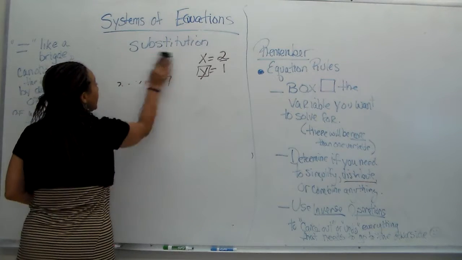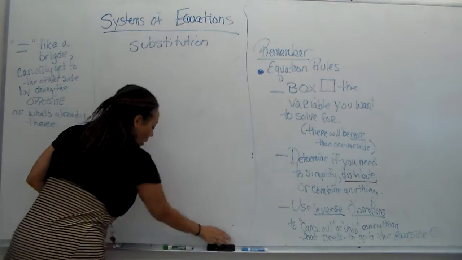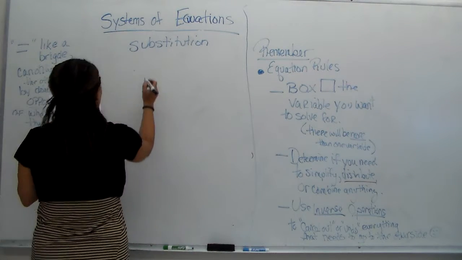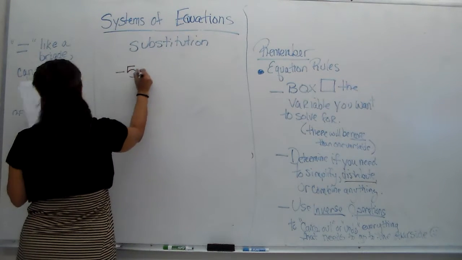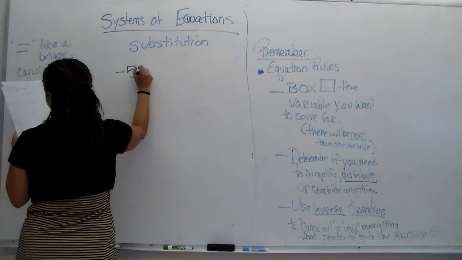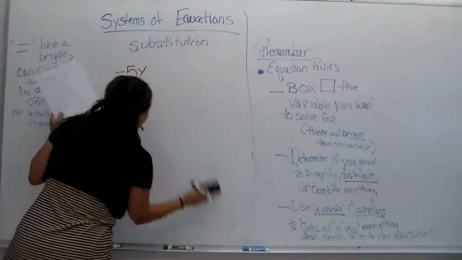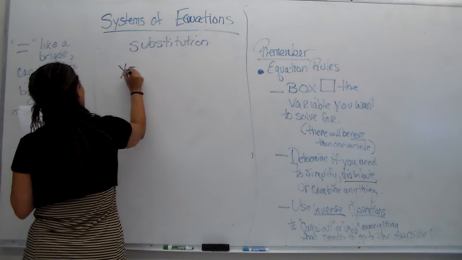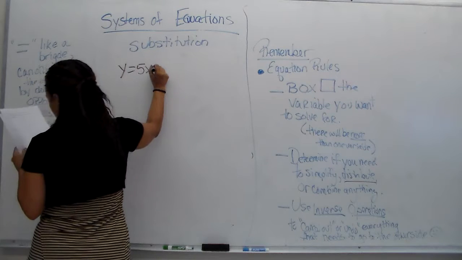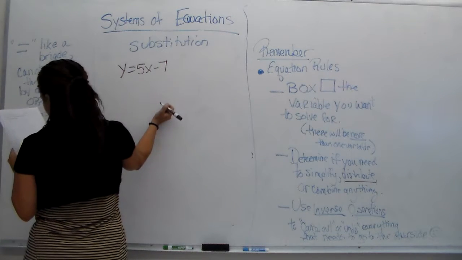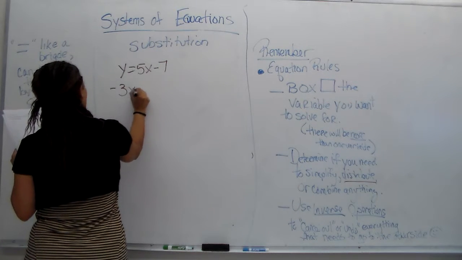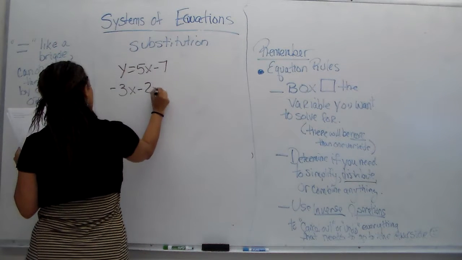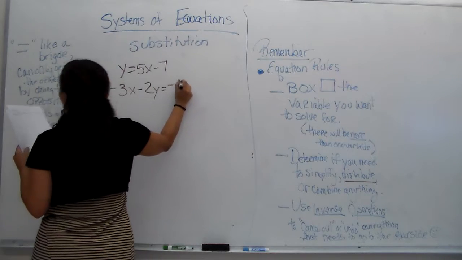I'm going to erase this here, and I'm going to write a problem up here for you to solve. Sorry about that. Don't write that in. I'm going to put y equals 5x minus 7. Then I have the second equation says negative x minus 2y equals negative 12.